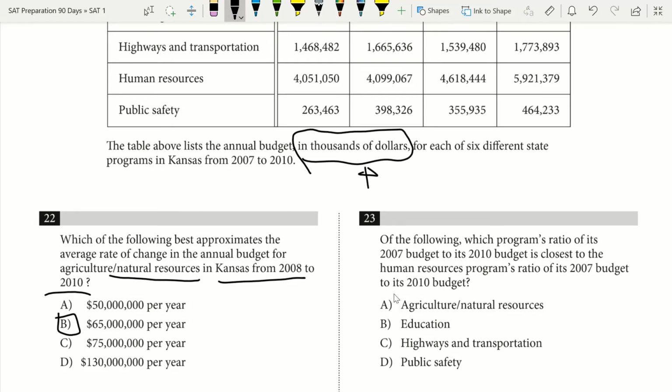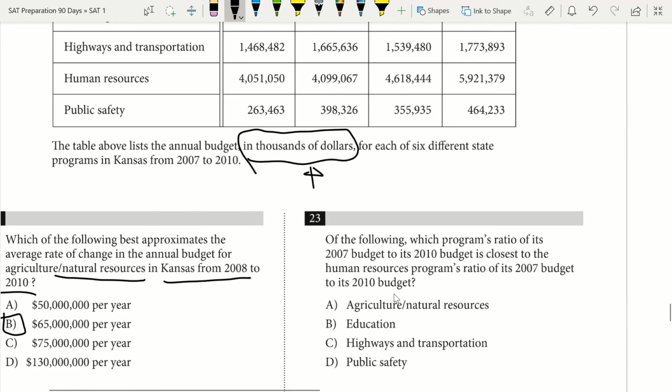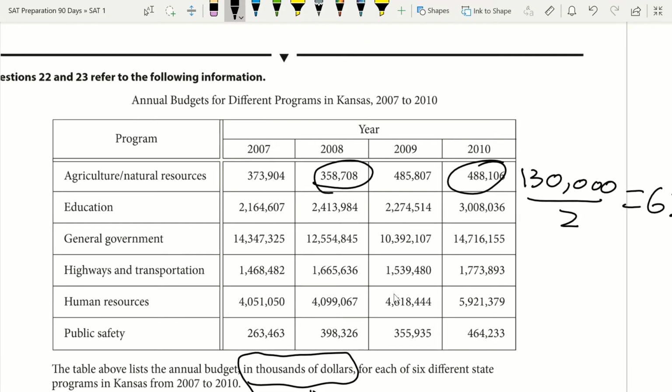All right, now I got question 23. Of the following, which program's ratio of its 2007 budget to 2010 budget is closest to the HR department's 2007 to 2010 budget? So HR, their 2007 budget is 4 million. Their 2010 budget is about 6 million. So I see that that's a ratio of 2/3. So I'm looking for another one that is a ratio of 2/3.